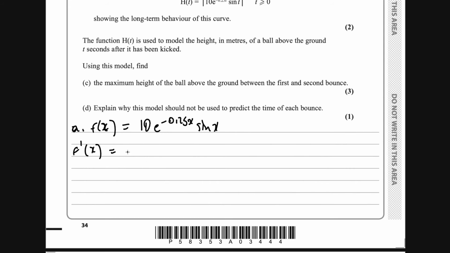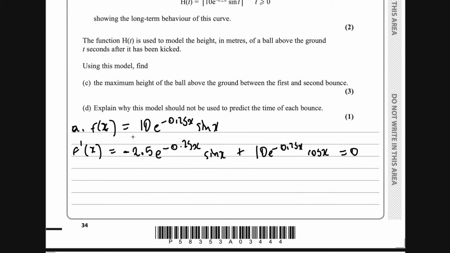So we multiply by this and keep this the same, and that's going to be equal to minus 2.5e to the minus 0.25x, timesing that by whatever's here. We're not doing anything to this. And we add that to the derivative of this times this, and this time we're not doing anything to this. The derivative of sine x, as you should know now, is cos x. And we're going to set this equal to 0.